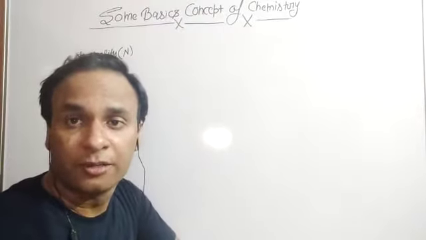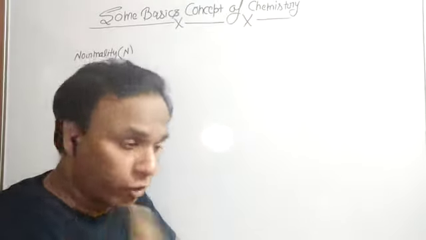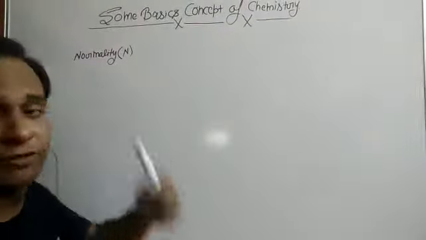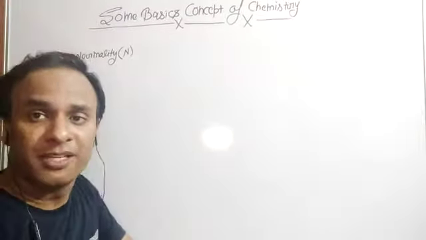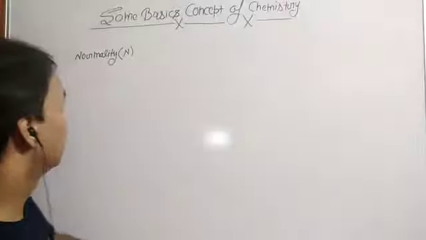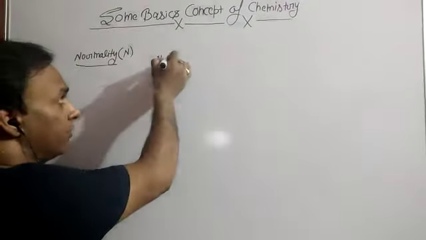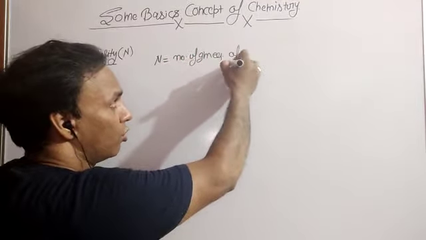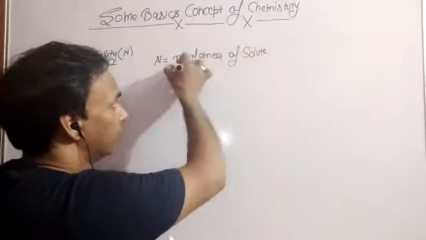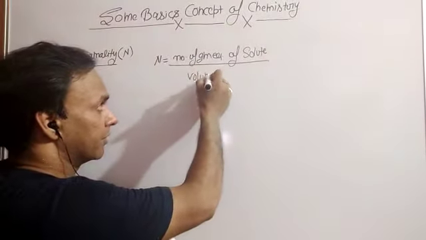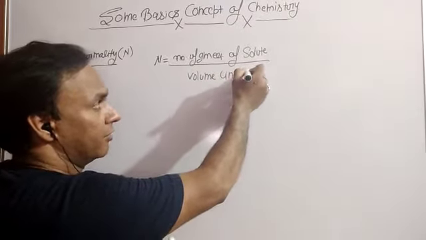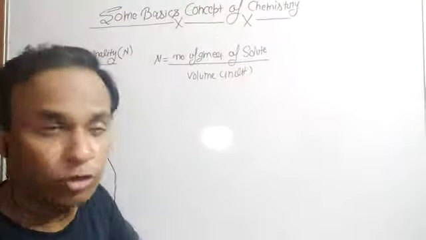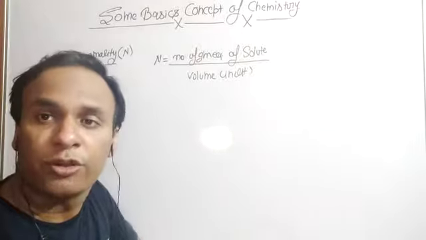Now the next important term is normality. What do you mean by normality and how is it calculated for a solution? Normality is represented by capital N. Normality is defined as the number of gram equivalents of solute present in 1 liter of solution.